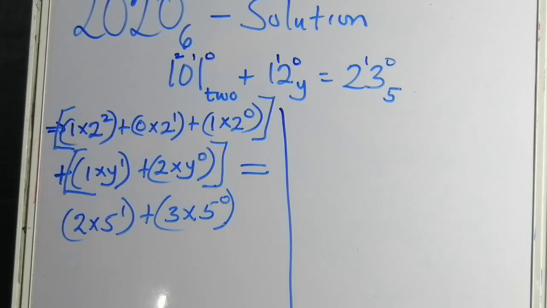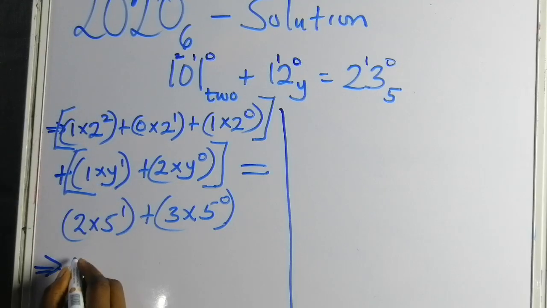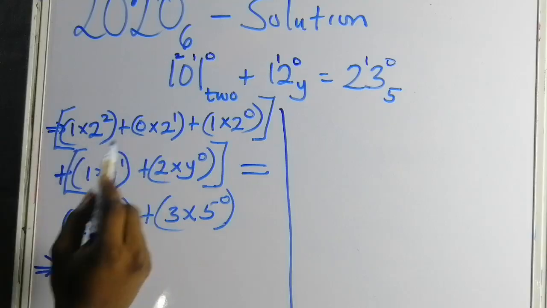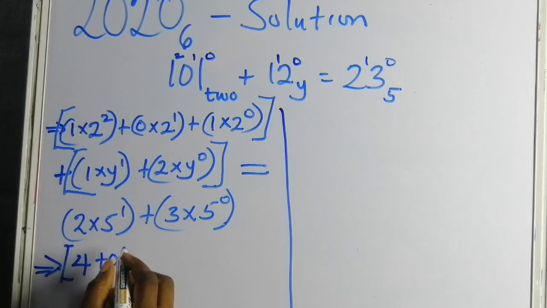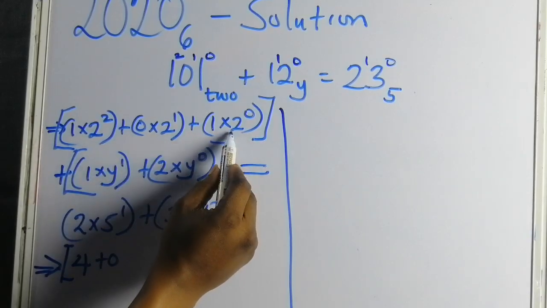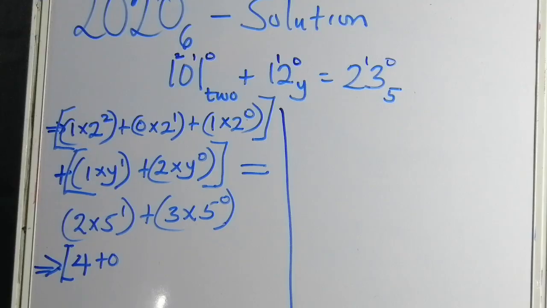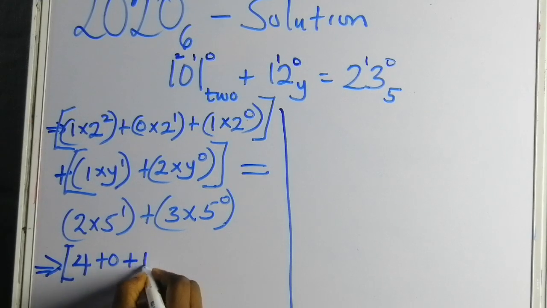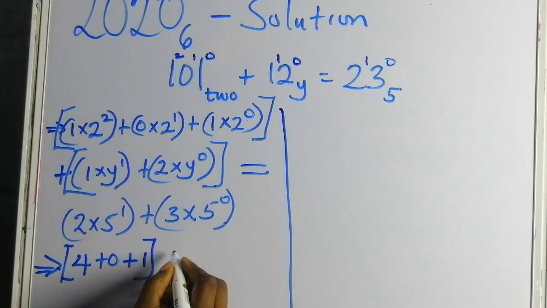If you look at this very well, that implies you can have 2 times 2, that is 4. That's for the first bracket, that's 4. 0 times anything is 0, that's plus 0. Then this one is 2 raised to power 0, and anything raised to power 0 is 1. So 1 times 1 is 1. That's the first one.